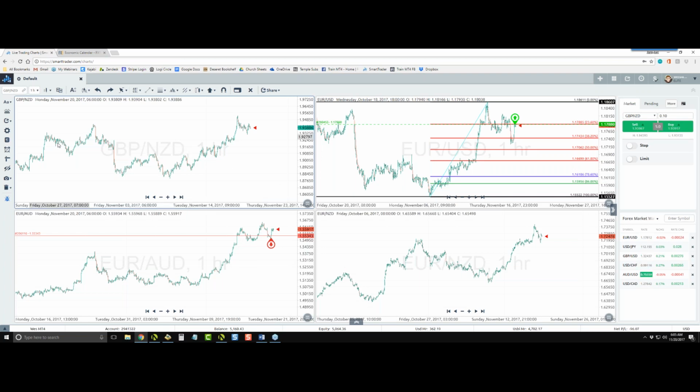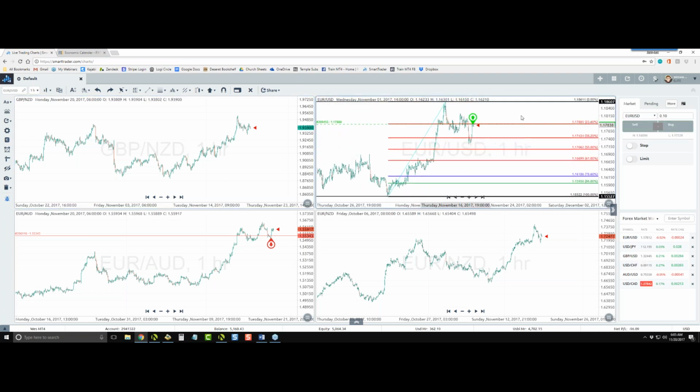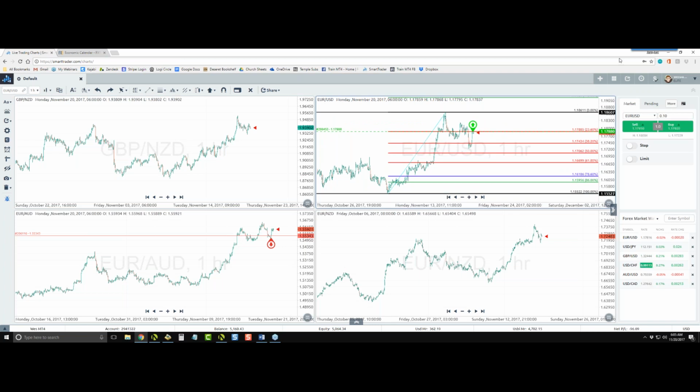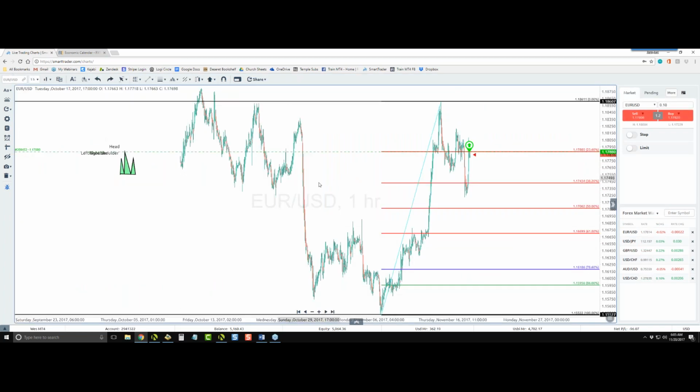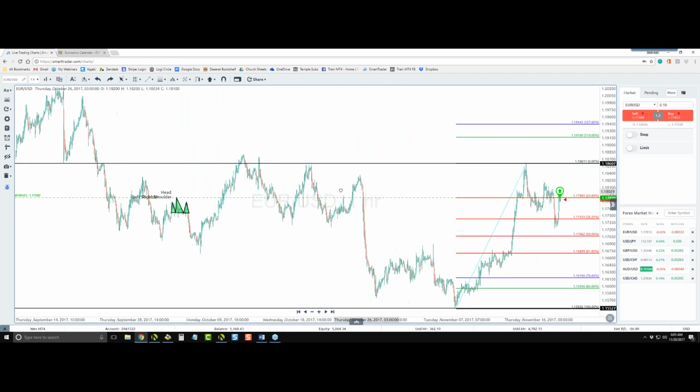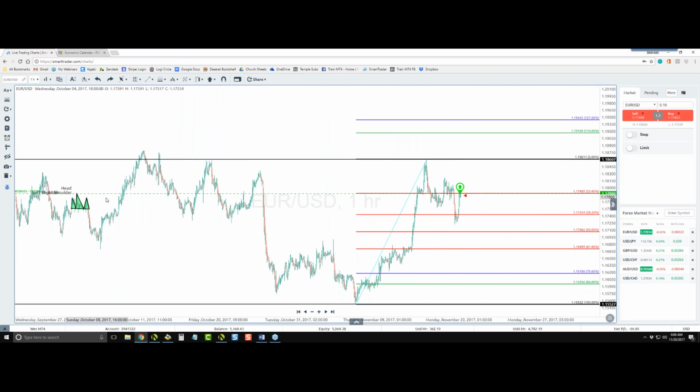So, all right. We're going to start off with the Euro-US dollar because that is my favorite vanilla pair. And let's see if I can get this one to be maximized. Oh, look at that. That's pretty cool. Head and shoulder pattern. That was cool.